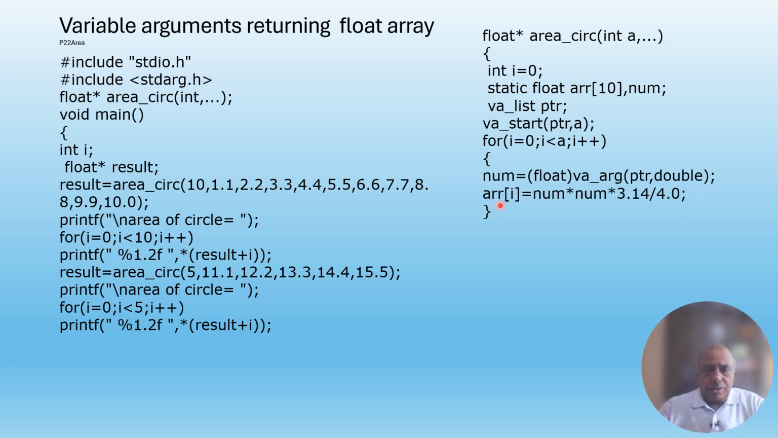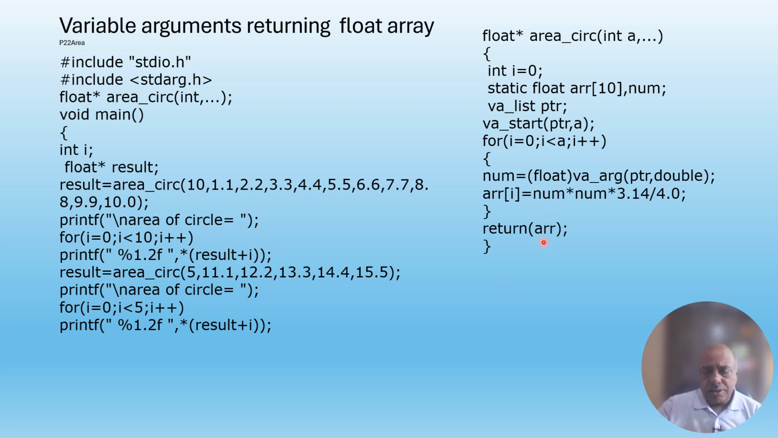To every element of this array, through this i loop, as the i loop iterates, what we are going to do is pi d square by 4, the area of a circle, which is calculated here with num into 3.14, which represents the value of pi, divided by 4, and then we are returning array arr.